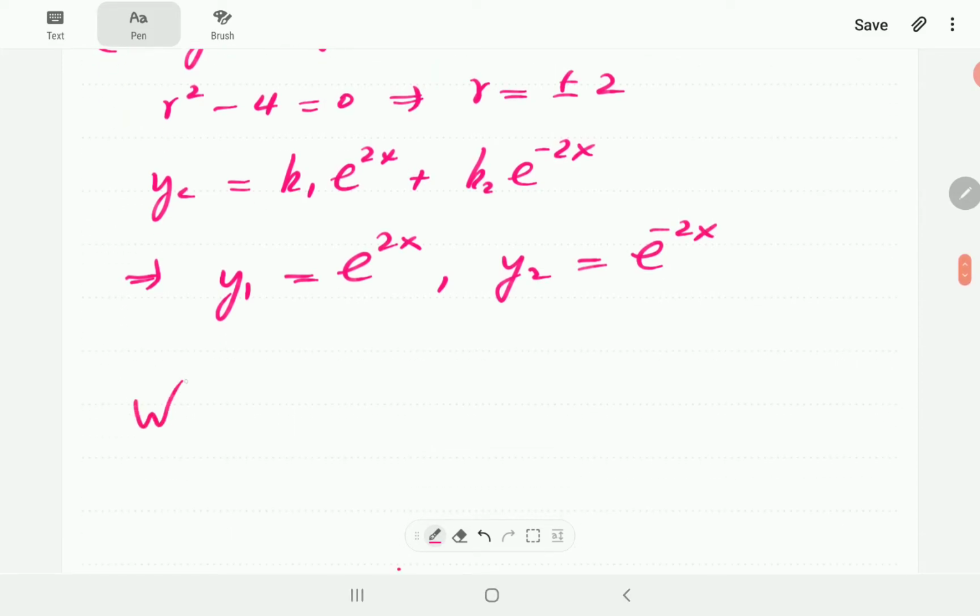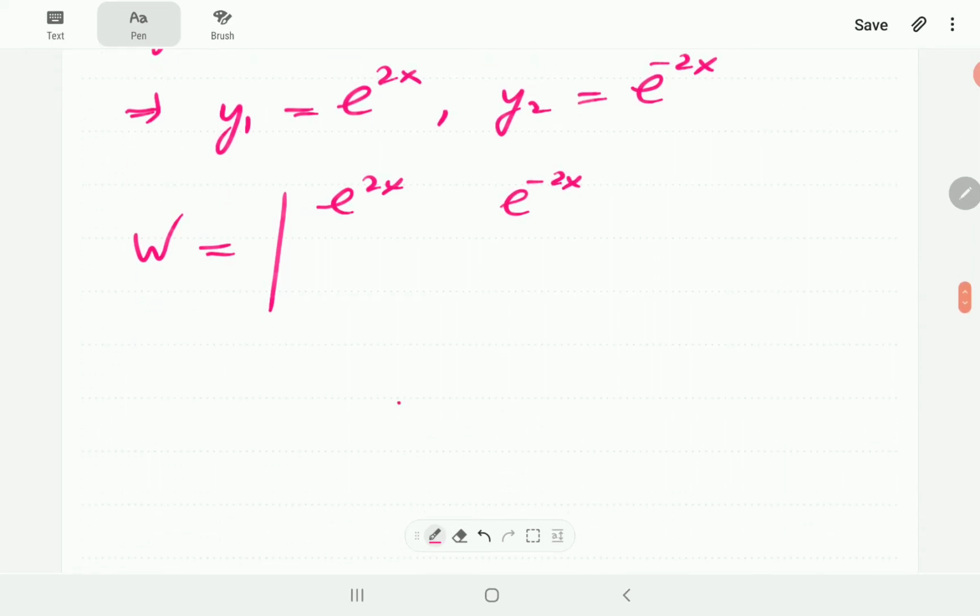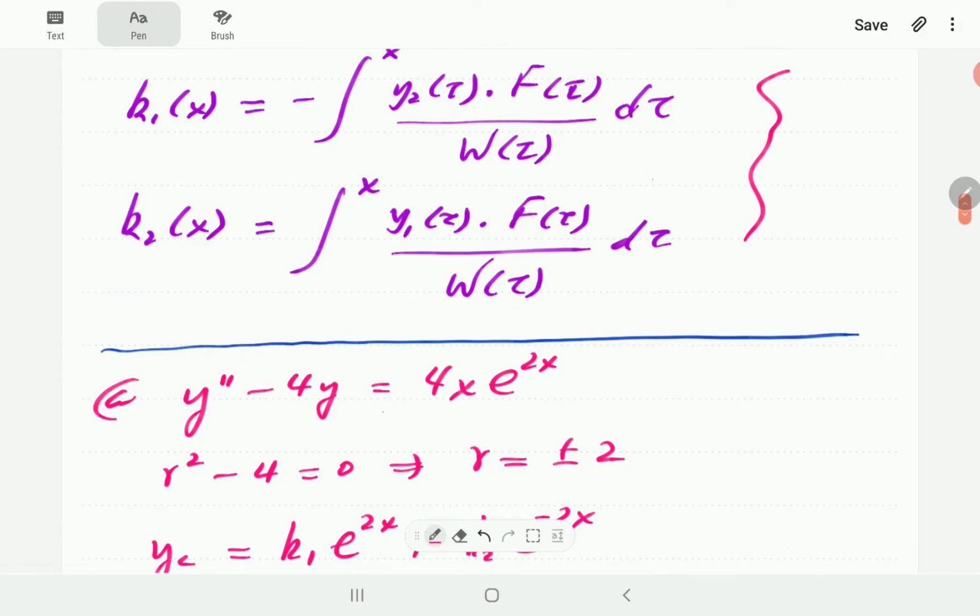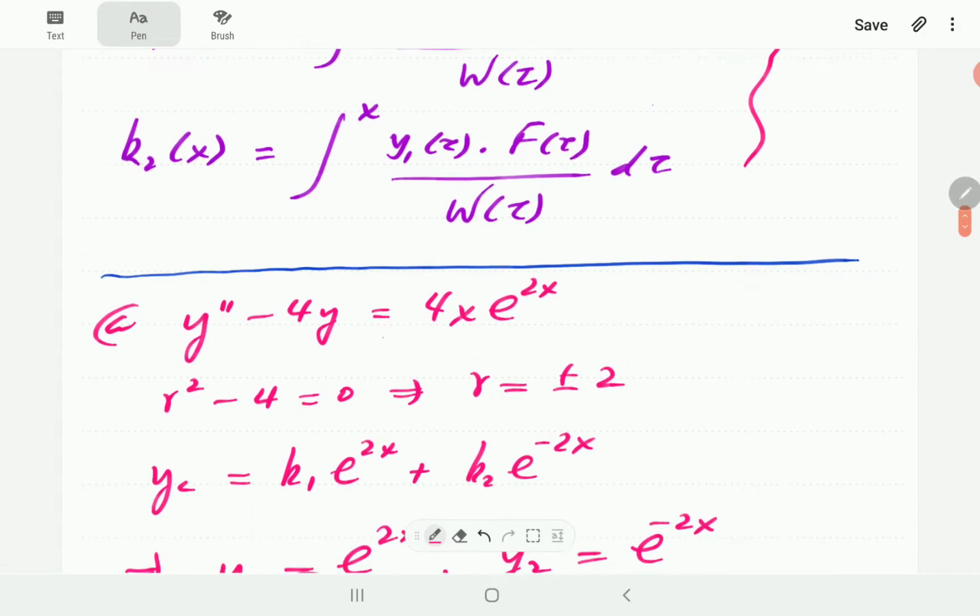minus 2x. The Wronskian is therefore going to be the determinant of e to the 2x, e to the minus 2x, and the first row and the second row got the derivatives of this. So here we're going to have minus e to the minus 2x. This works out to -4. And so now we can go to our first formula.